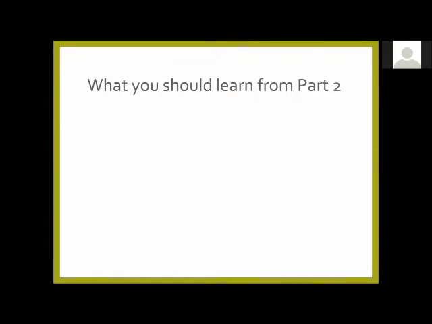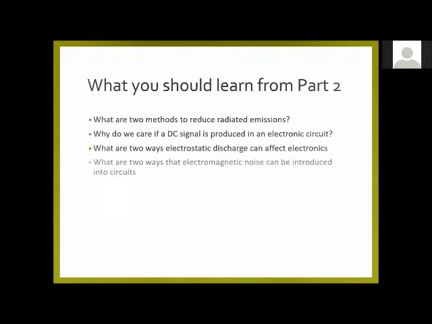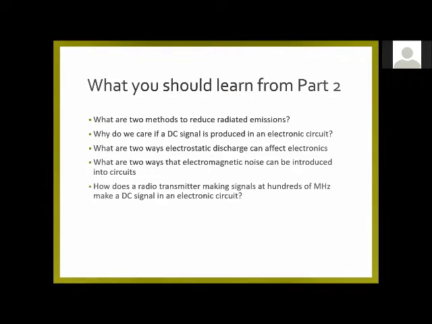So here's what you should learn from this section. What are two methods to reduce radiated emissions? Why do we care if a DC signal is produced in an electronic circuit? What are two ways electrostatic discharge affects electronics? Two ways that noise can be introduced into circuits. How does a radio transmitter make signals? This is a similar question to one we had before, but hopefully you pick it up. How does a radio transmitter making signals at hundreds of megahertz make a DC signal in an electronic circuit?